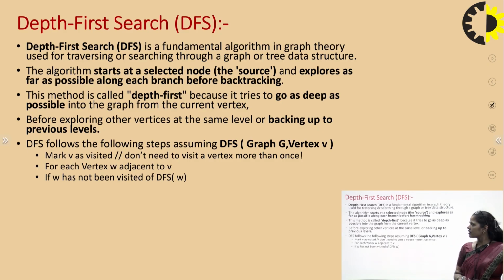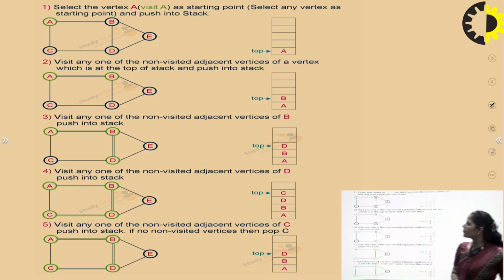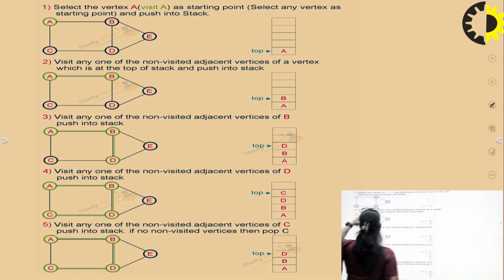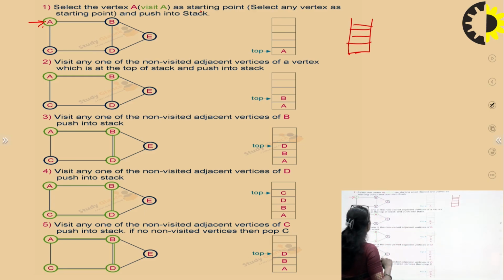So how does it work? Let's take an example and we will discuss, right? The same graph we will consider here, and we start from vertex A. This is my starting point, and as we implement the DFS, we are using a stack here. Stack is used to implement the DFS, right? So this is the basic difference between BFS and DFS. BFS uses the queue data structure and DFS uses the stack data structure, right?